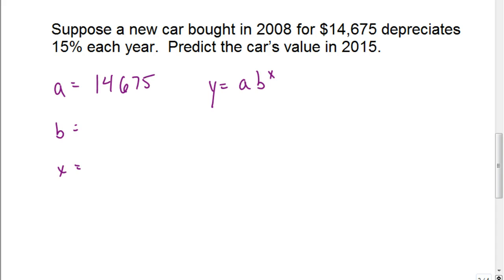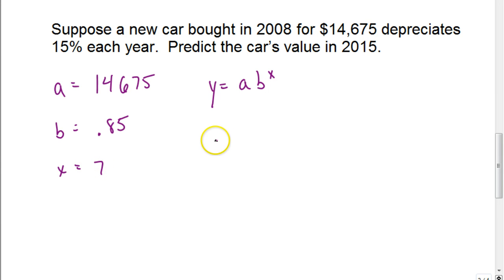Again, we talked about the fact that that 15% represents 100% that we had originally. We subtract 15%, so we get 85%, which as a decimal is 0.85. And we want to figure out what the car's value is going to be in the year 2015. Well, if the car was purchased in the year 2008, 2015 would be 7 years later, so our value for x would be 7.